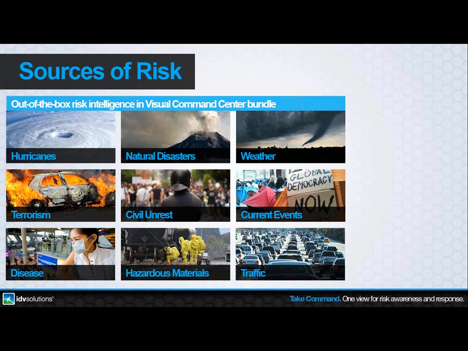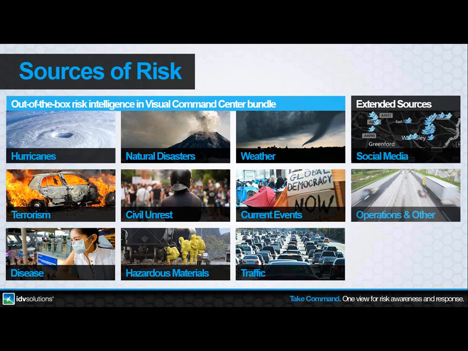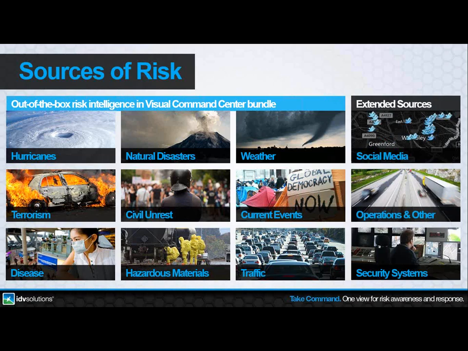I'm not going to go into each of these categories, but just for an example, with weather, we provide 26 different types of weather, both current and forecasted. Of course, terrorism, civil unrest, current events, disease, etc., hazardous materials, the chem-bio stuff. And then with traffic conditions, we're bringing in live traffic feeds from traffic cameras wherever they are around the world.